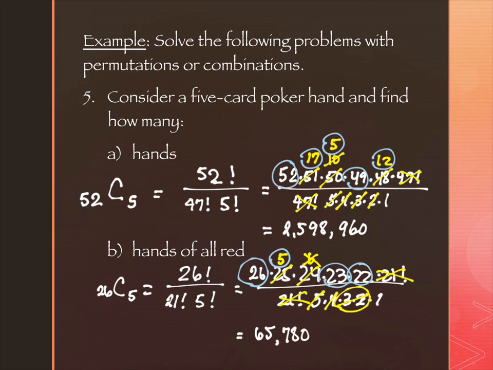Okay, so 65,000 is a lot, but it is nowhere near a million, which would have been half of the previous answer, right? Nowhere near. So you halve the deck and you significantly change the number of hands, not just by half, but by a lot more than half, right? A lot more than half. So 65,780 different hands.